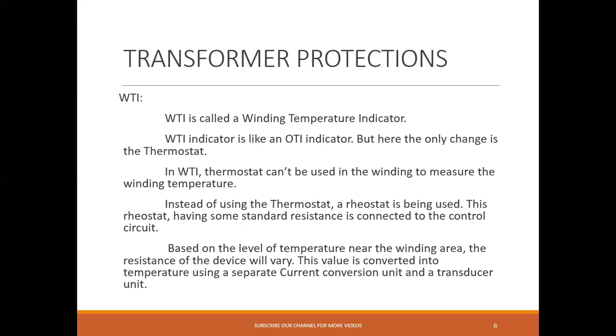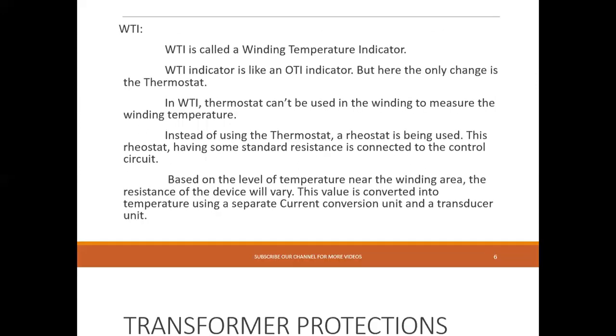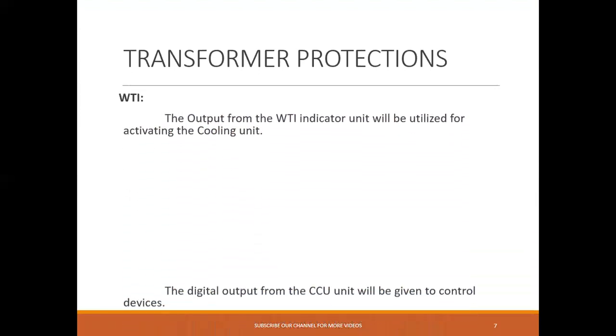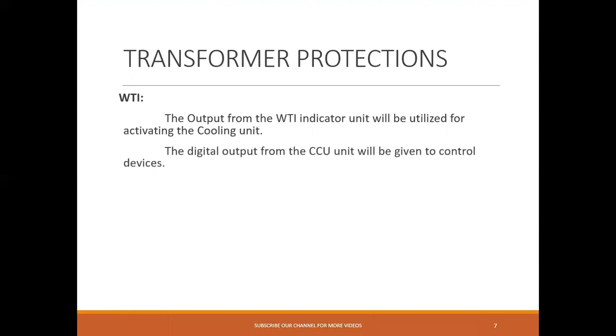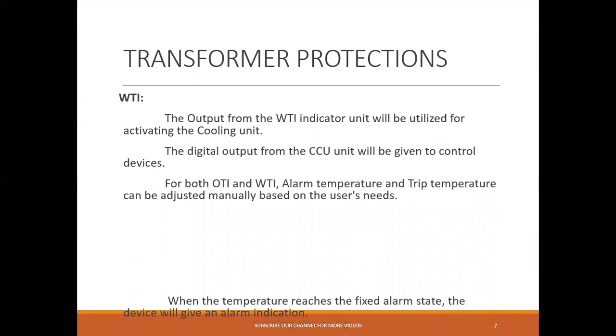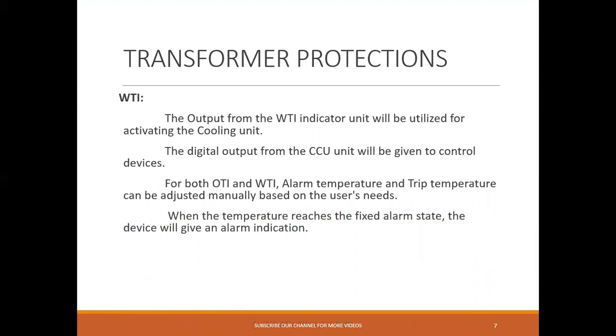This rheostat, having some standard resistance, is connected to the control circuit. Based on the level of temperature near the winding area, the resistance of the device will vary. This value is converted into temperature using a separate current conversion unit and a transducer unit. The output from the winding temperature indicator unit will be utilized for activating the cooling unit. The digital output from the CCU will be given to control devices.